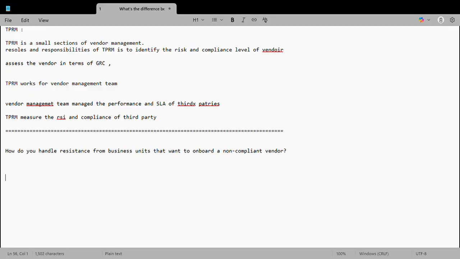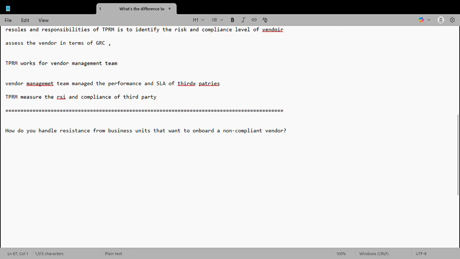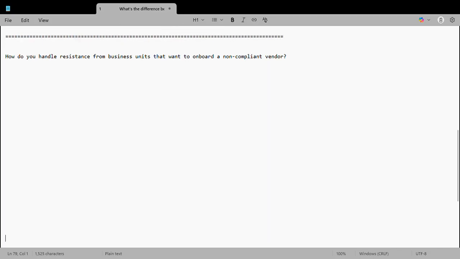Okay. How to handle resistance from business units that want to onboard a non-compliant vendor. Yes, this question gives you the exact scenario. See, guys, business units means the vendor management team. Now let's take an example here.